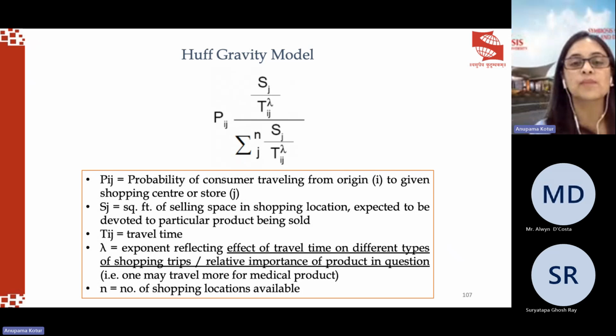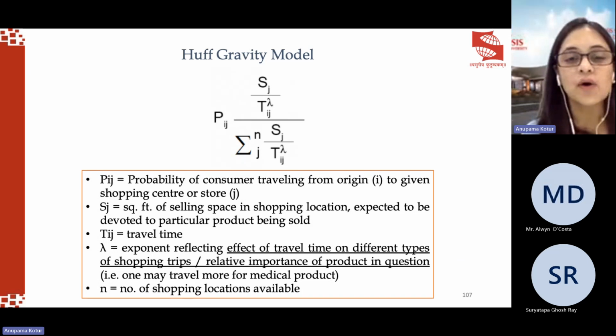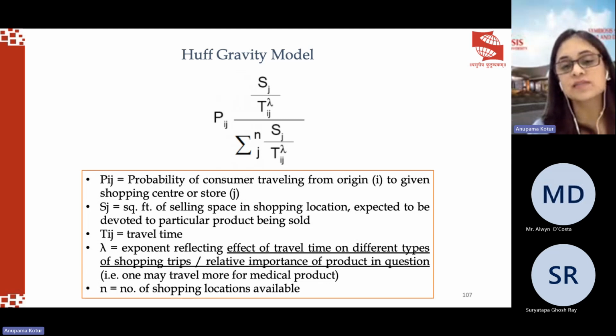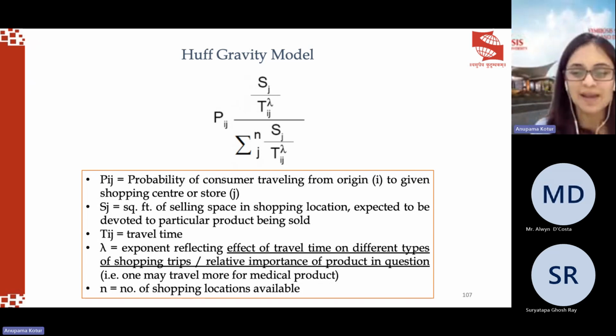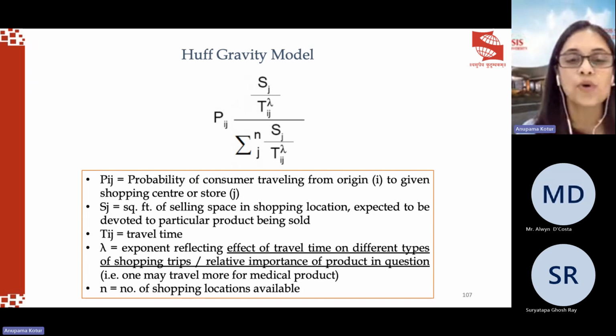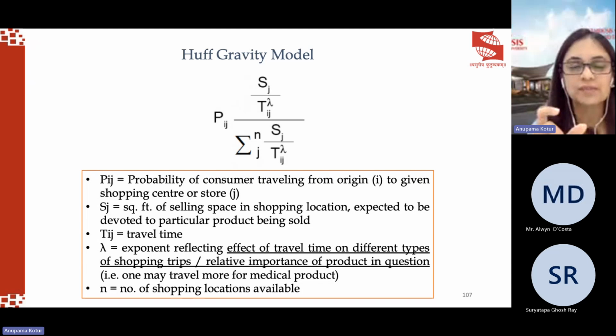Let's quickly look at the formula itself. Now, what we are calculating here is PIJ, which stands for probability of consumers traveling from their point of origin, which is, of course, in some location in the trading area, to your store, right? So that's the probability percentage that I'm looking at calculating. Okay. Now, how does that serve the purpose?